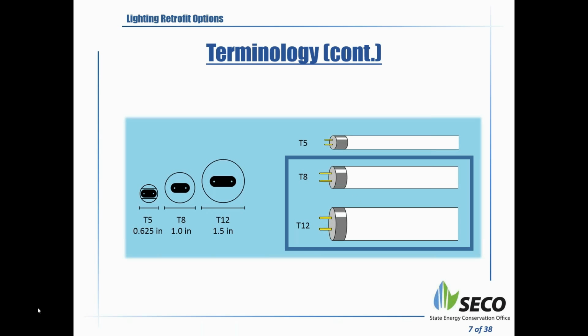Okay, terminology. We're continuing with the terminology. I wanted you to have a feel for what a T5, T8, and T12 is. These are all linear fluorescents that you will see in your offices, your commercial spaces, and so on and so forth. So the T12 and the T8 lamps are basically the linear fluorescents.